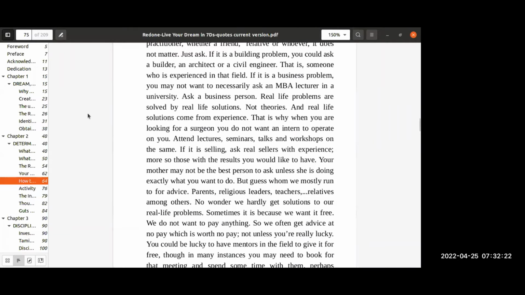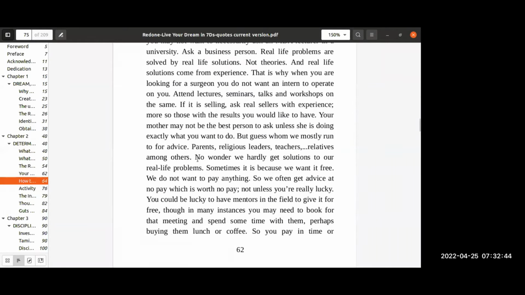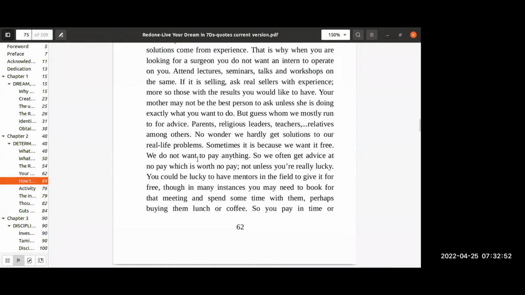Attend lectures, seminars, talks, and workshops on the same. If it is selling, ask real sellers with experience. More so, those with results you'd like to have. Your mother may not be the best person to ask unless she's doing exactly what you want to do. But guess whom we mostly run to for advice? Parents, religious leaders, teachers, relatives, among others. No wonder we hardly get solutions to our real life problems.